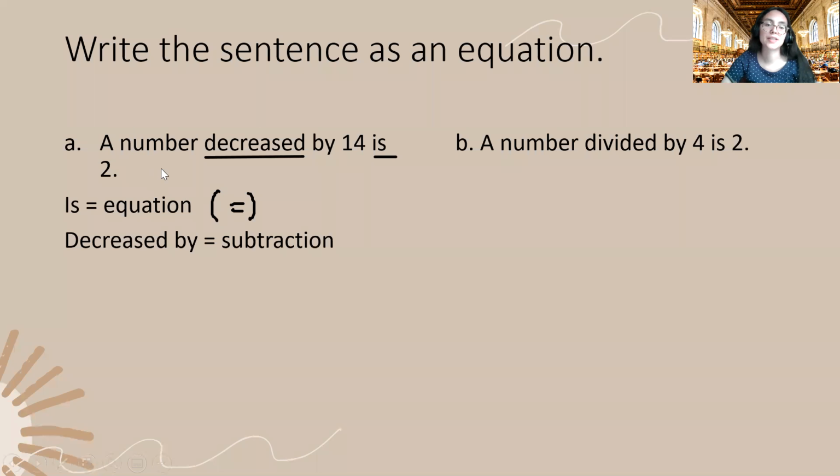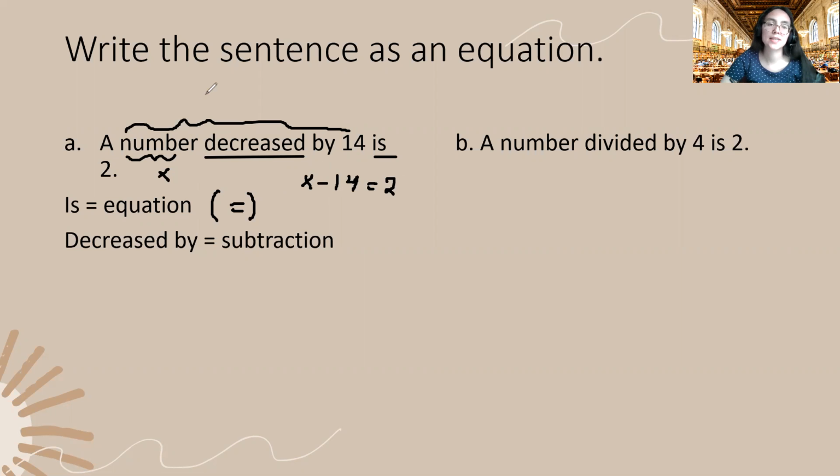We also underline decreased by because it's telling us that we're going to be subtracting. What are we going to be subtracting? We're going to be subtracting this right here, which says a number decreased by 14. And what did we say a number was going to be? This is going to be x. So x decreased by 14. So I'm thinking the answer is probably going to be x minus 14 is equal to 2.